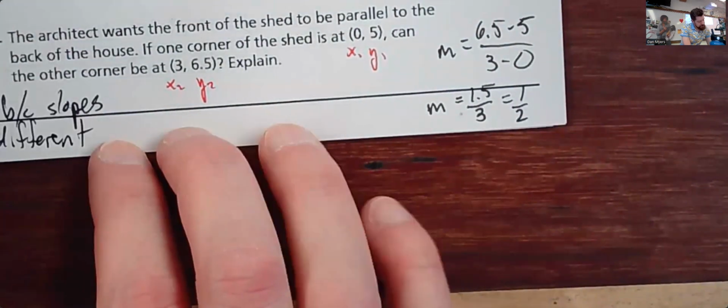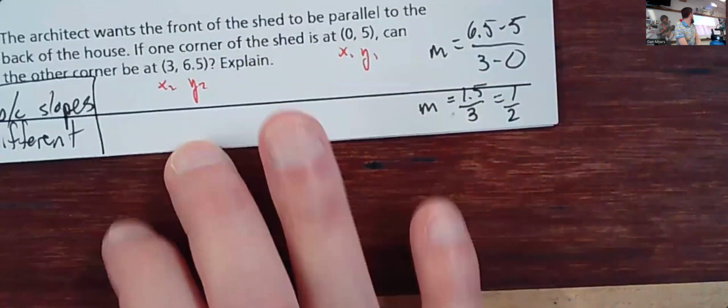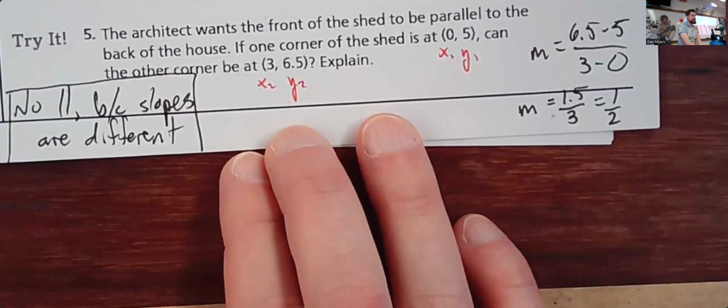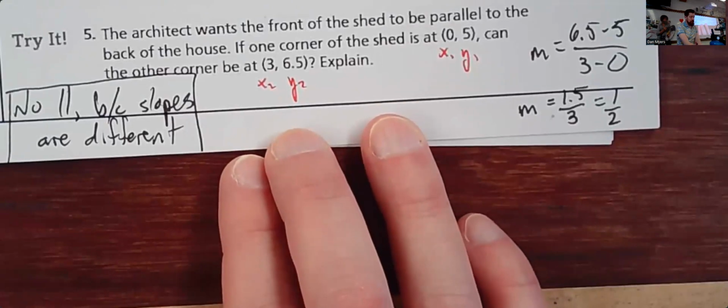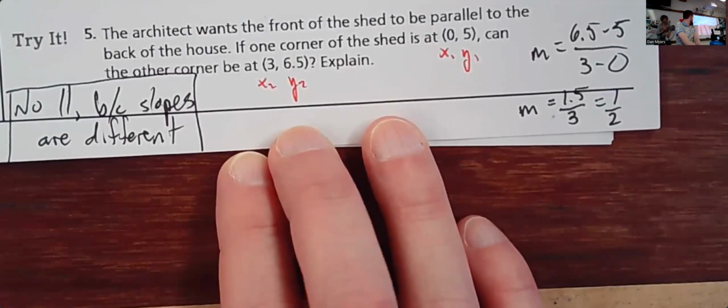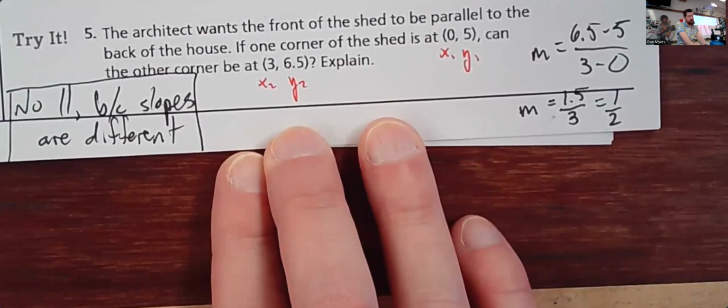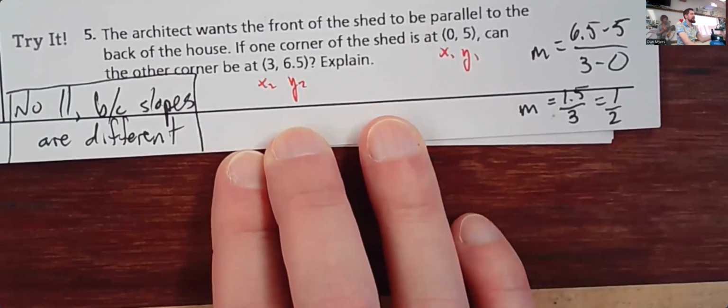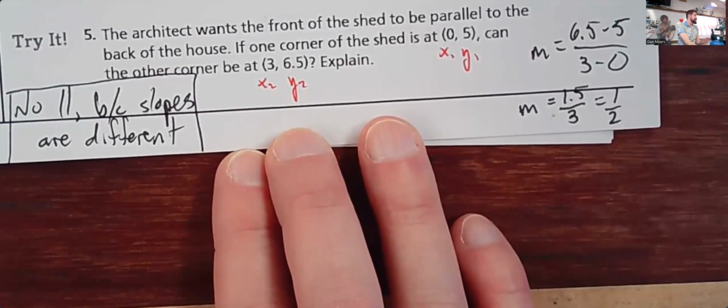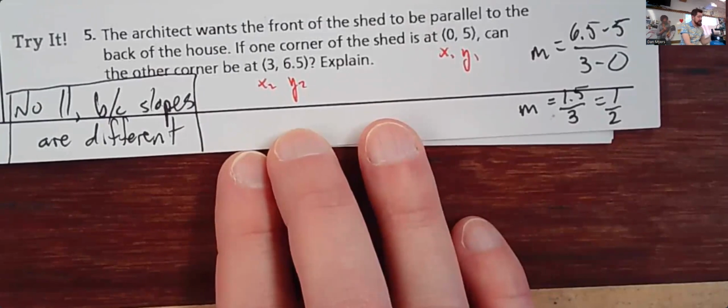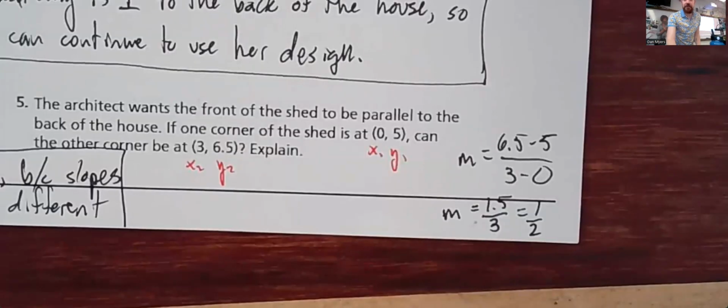Cool. So that part would need a redesign. If the shed is going to be parallel to the house, it cannot have those corners. The front of the shed cannot be at those points on the grid because it wouldn't be parallel because it would have a slope of 1/2 as opposed to 1/4 because 1.5 over 3 is 0.5, which is 1/2. All right. So that's all I got for you for this entire unit. So we are done with this unit.